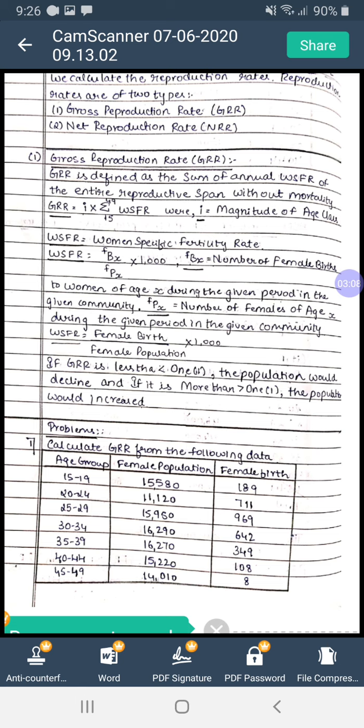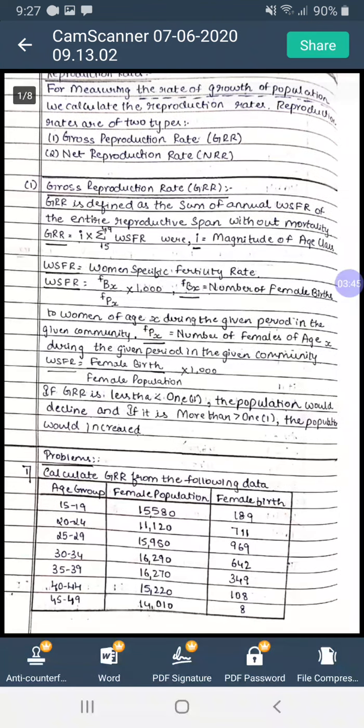like where we were doing the crude birth rate, right? Same thing here, but we will be considering only the female births. In the crude birth rate we were comparing both sexes, here only the female, into 1000. 1000 is standard for all; in this chapter 1000 is standard. Next, if GRR is lesser than 1, the population will decline, and if it is more than 1, the population will increase. If it is more, your reproduction rate will increase, and if it is less, your reproduction rate will decrease. That one.